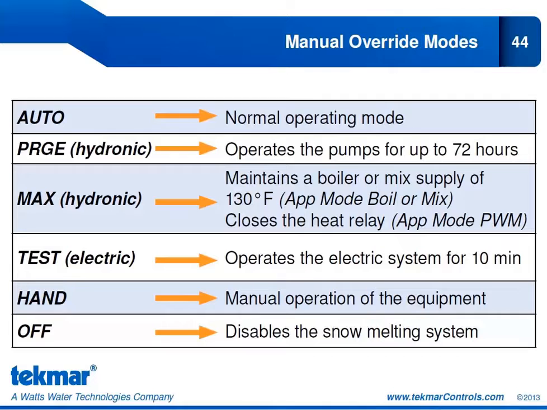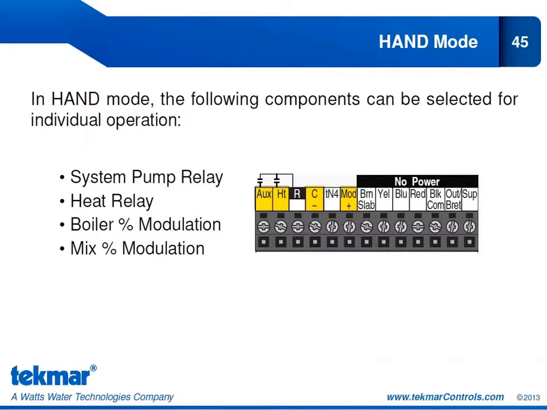Now let's look at the hand mode on the following slide. In the hand mode, you can operate individual pieces of equipment. So you can operate your system pump, and that would be using the auxiliary relay. Of course, this only applies if you've configured your auxiliary relay for system pump. You can also operate the heat relay individually. You can select a boiler percent modulation to test your modulating boiler, as well as a mix percent modulation to test your mixing device. So this is very useful, the hand mode, so that you can maybe isolate potential problems or confirm that every piece of equipment in your system is operating the way you expect it to.